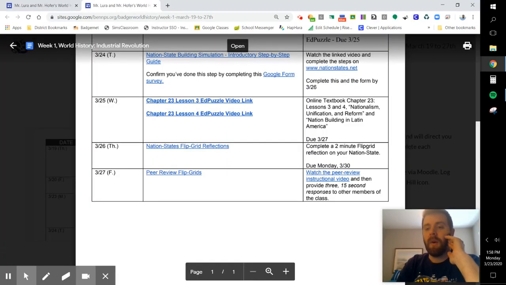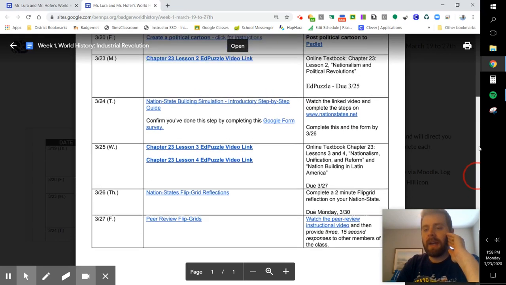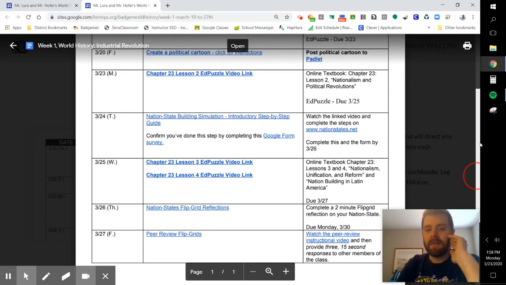So this week, we are going to be once again looking at how nationalism is developing around Europe and throughout the world, really. And to do that, our simulation is going to be rooted in two games, starting with the game Nation States. Okay. For those of you that are in my class, you're familiar with Nation States. We were able to create a Nation States account and our own personal country before we left. For those of you that are in Mr. Lura's classroom, the instructions hopefully are self-explanatory.